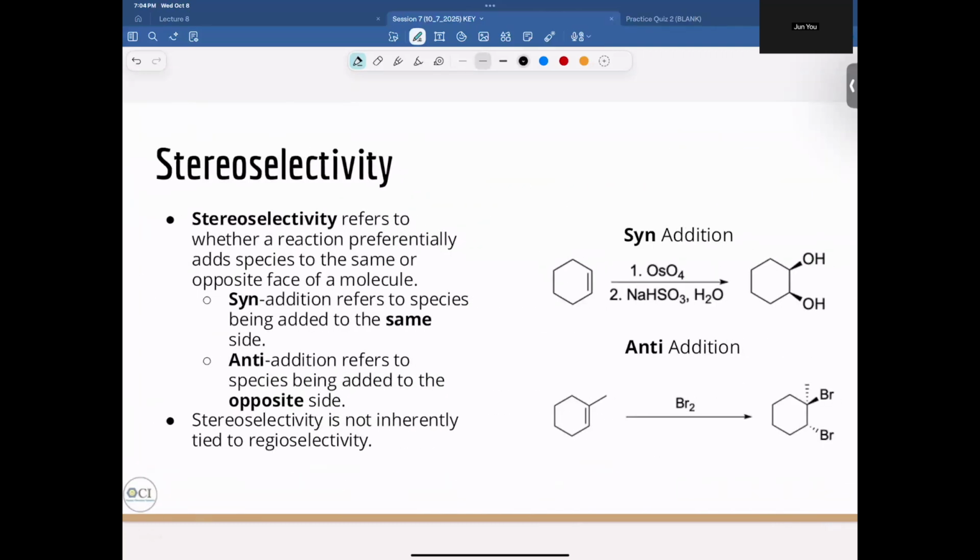Some reactions prefer one over the other, and we'll cover that. There can also be syn or anti. Syn is them on the same side. Anti is them on opposite sides. Pretty easy to remember, anti, opposite. And we see syn addition in this, with OH both coming towards us. They're both on the same side. And then we see anti with this Br2, we have one Br going up and one going down. So they're opposite, they're anti.